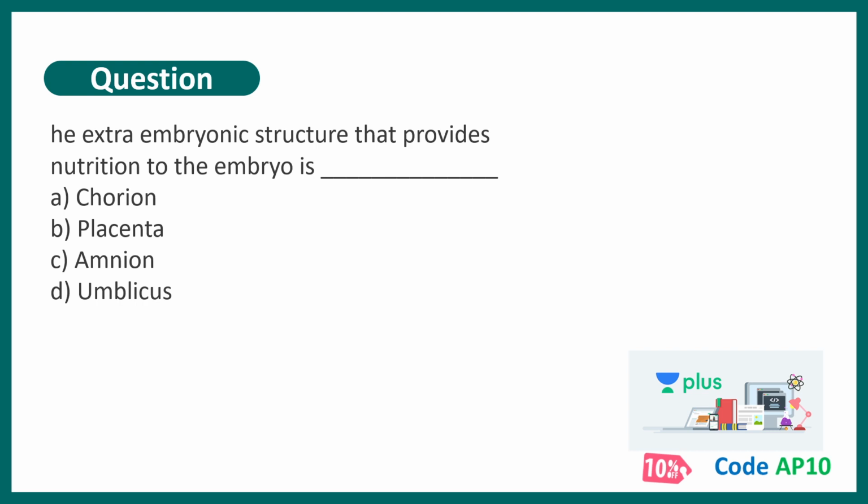So the last question is for you. It's again from developmental biology. The extra embryonic structure that provides nutrition to the embryo is chorion, placenta, amnion, or umbilicus.